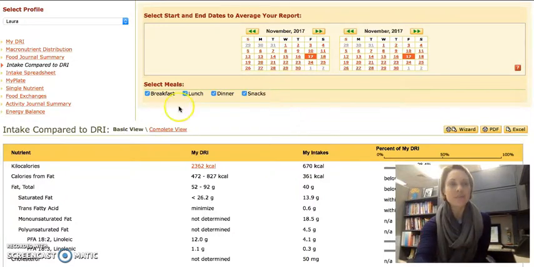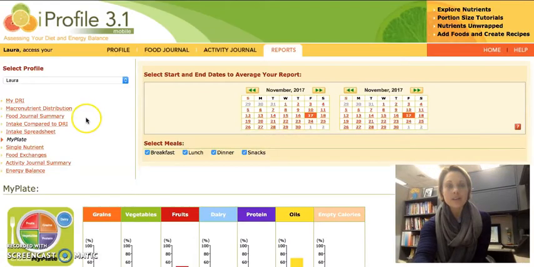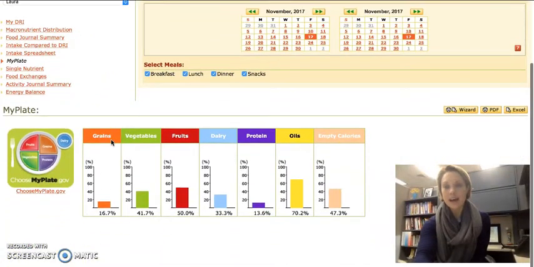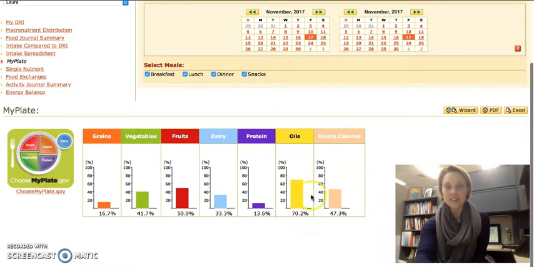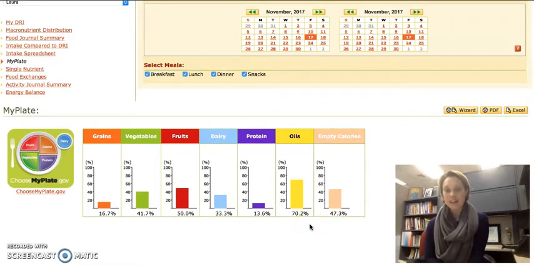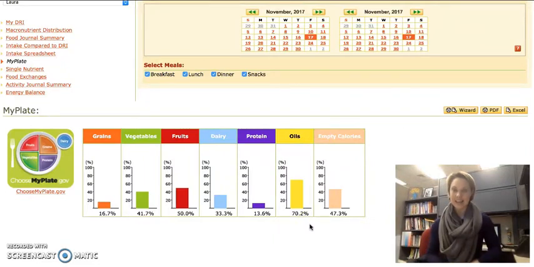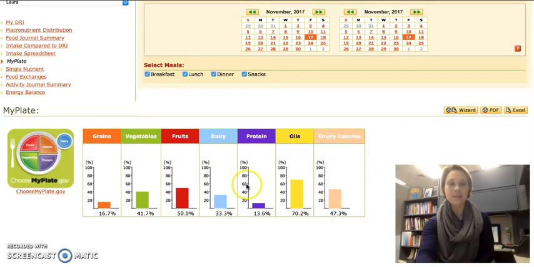And then lastly, we're going to be looking at the My Plate report. So the My Plate report is showing how well you do related to the different food groups. So my breakfast had a lot of variety in it. You know, my omelet had some veggies and some cheese, and I had some fruit and some grains and some peanut butter on the side, so I ended up getting something from every single food group here.